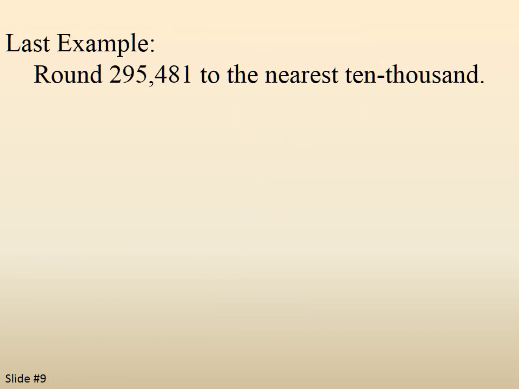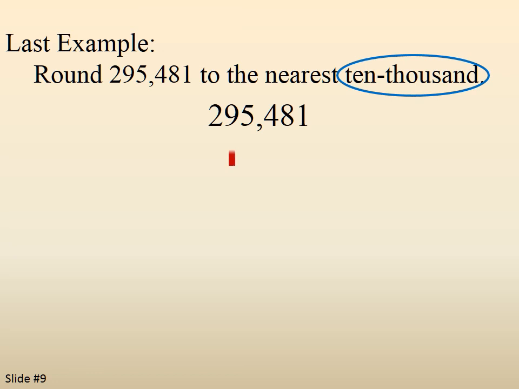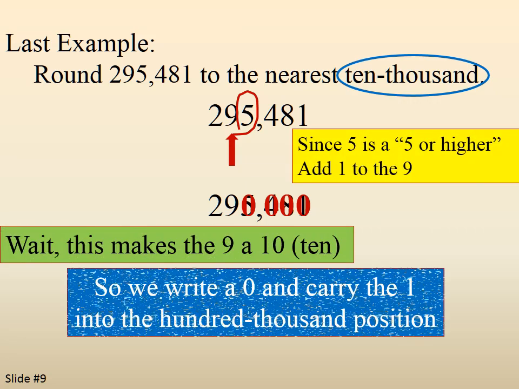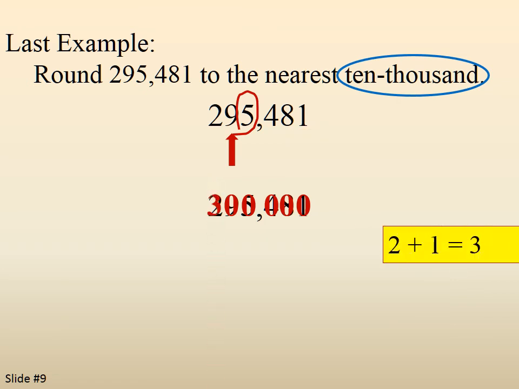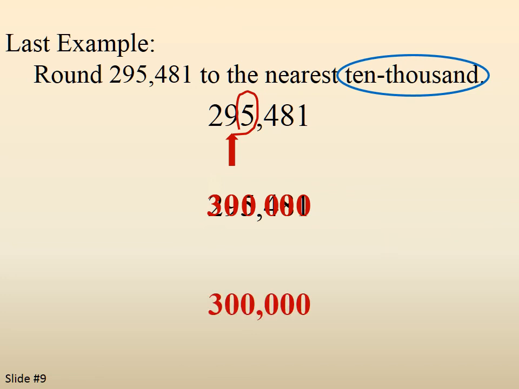Let's do one more. 295,481 to the nearest 10,000. 10,000 is in the 9 position. We look at the 5. We replace the 5481 with zeros. Since the 5 was a 5 or higher, we add 1, which makes a 10. Put a 0, carry the 1. And of course, that gives us 300,000.